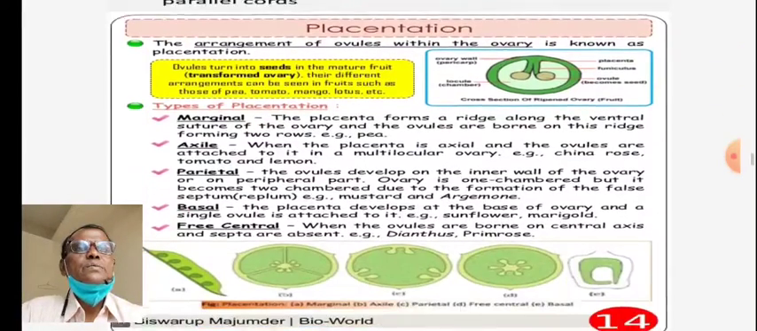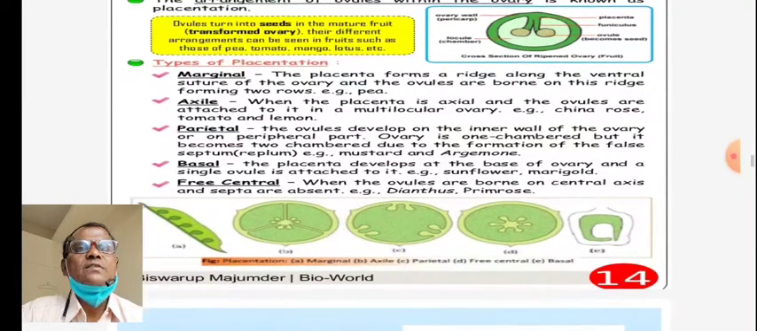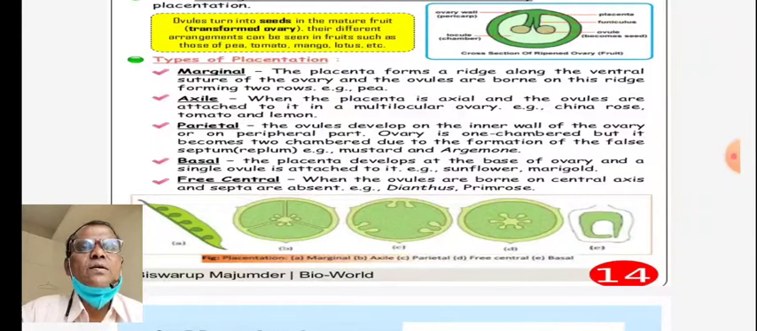Then the main 5 types are marginal, axial, parietal, basal and free central. Marginal is where the placenta is at the ridges. You see the lower photographs, the pods, a good example of marginal, right. Then axial, you see the lower photograph. The placenta is at the center, it is multilocular with locules, and ovules are attached to the placenta. Parietal means placenta at the margin, right.